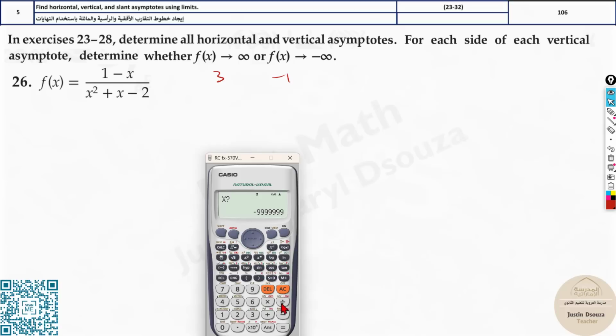Okay, calculated at minus infinity. What is the answer? It's 0. And calculated at positive infinity, it's again 0. It's almost 0. And 0 is neutral. Sign doesn't matter to 0. So it's very easy to find the horizontal asymptotes. But what about the vertical asymptote?